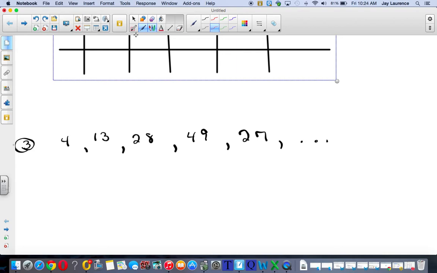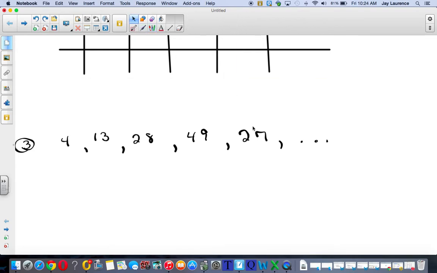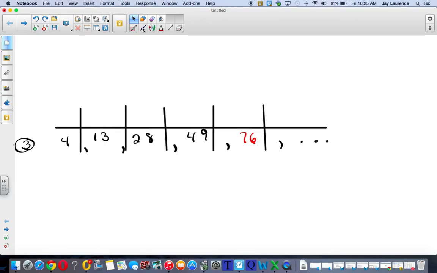Yeah, I have a mistake there. That's not supposed to be a 27. Tell you what, let's see if I can find the pattern without the 27. Let me just take that out. We only have 4 pieces of data. Oh, it's a 76. There we go. Sorry about that. 76. Okay, so we'll go back and put that all in.